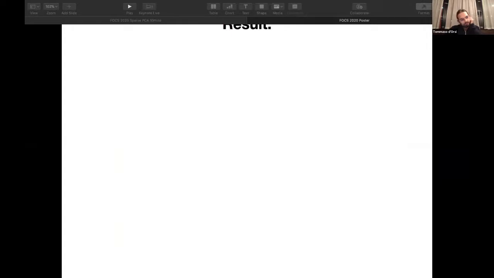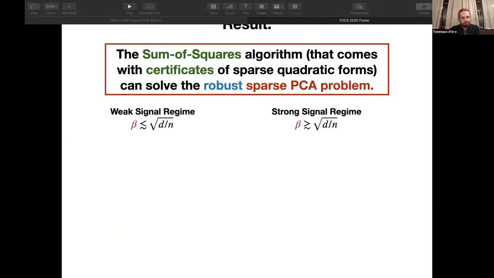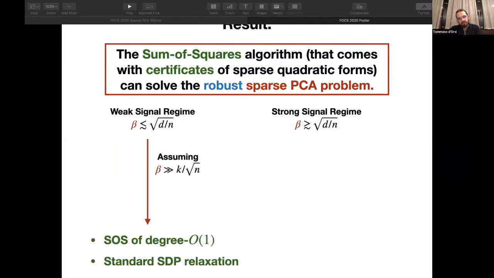Concretely, the result that we have is that sum of squares can solve the robust sparse PCA problem. The bounds that we have are in the weak signal regime, with constant degree of the hierarchy and standard SDP relaxation. They work, as we said already, similarly as in the fragile setting. So up to constant factors, the guarantees that we get are the same.